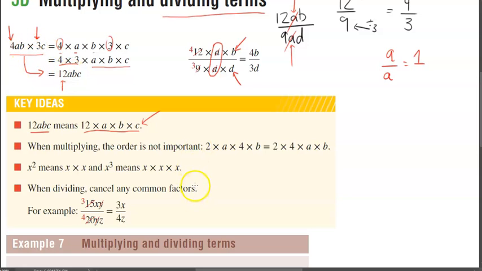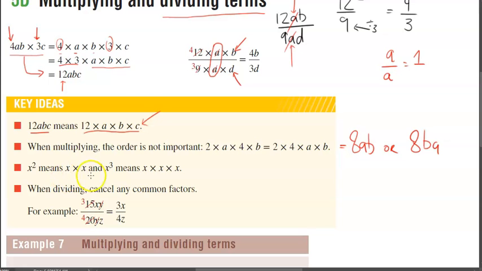When multiplying, the order is not important. So multiplying 2 times A times 4 times B is also the same as 2 times 4 times A times B. You will always result with the same answer, it doesn't matter. But when you tie it up, the number always goes in the front, and then the letters just tag along. And the order of the letters doesn't necessarily matter. So this 2 times 4 times A times B can equal 8, because 2 times 4 is 8 AB, or it can equal 8BA, doesn't matter.